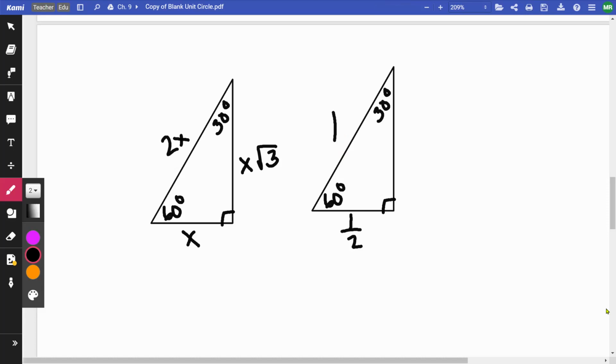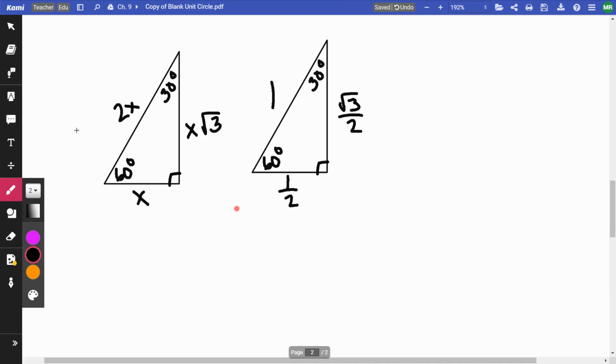It's half of it. Then I take what's across from my 30 and I multiply it by root 3 to get this. When I multiply this by root 3, it's going to multiply with my numerator. So I'm going to write it as root 3 over 2.